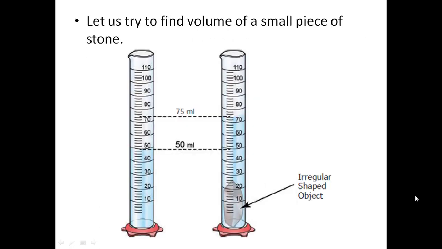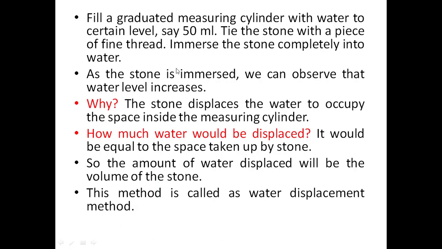Let us try to find the volume of a small piece of stone. This is the measuring jar which has measurements in ml. Now I am pouring 50 ml of water first. Then I am putting an irregular shaped object, for example a stone, inside this measuring jar. What happens? See, after putting the stone, the water rises to 75 ml. So what is happening? Again I will repeat.